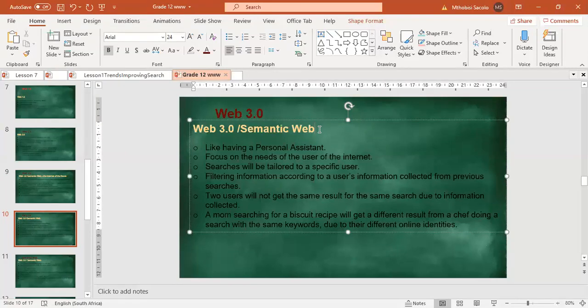And another thing is that when it comes to Web 3.0, we don't get the same information. When I open my YouTube, it is not going to be like somebody else's YouTube. On the homepage, it will be the things that that particular person usually searches. So for me, if I like to search music, I will find music. If you like to search movies, you will find movies. If you like horror movies, it will be giving you suggestions of horror movies.